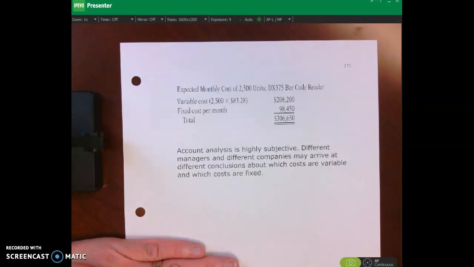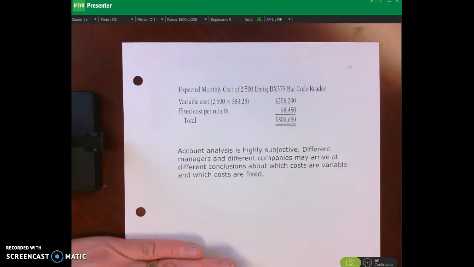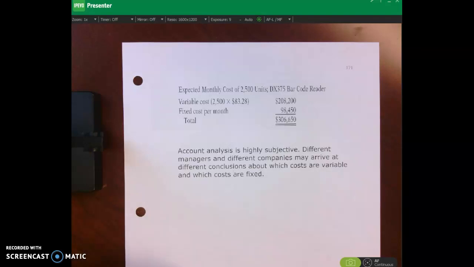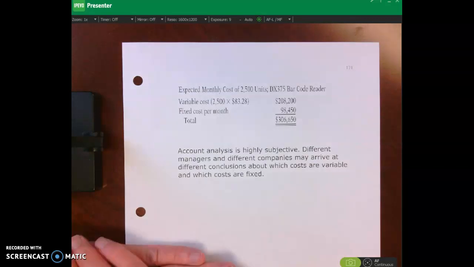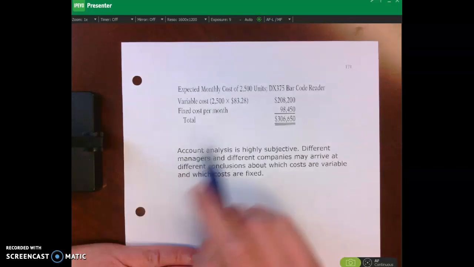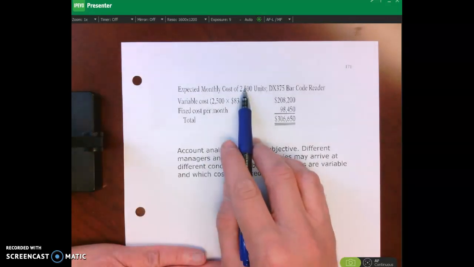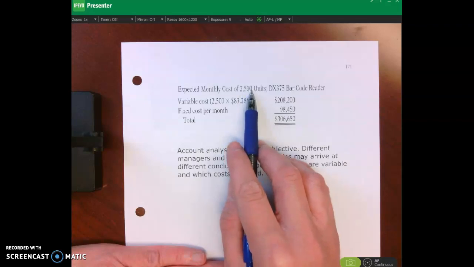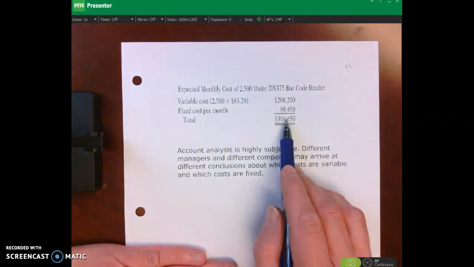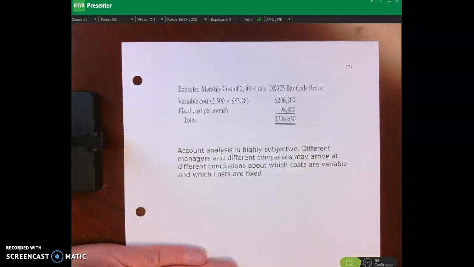Why is this something we want to know? Well, if we know that we sell each unit for whatever price, maybe let's say $150, we could then take 2,500 times 150, which would be our sales, minus our costs at 2,500 units, then that would give us our profit at 2,500 units. And that's something that we do care about.